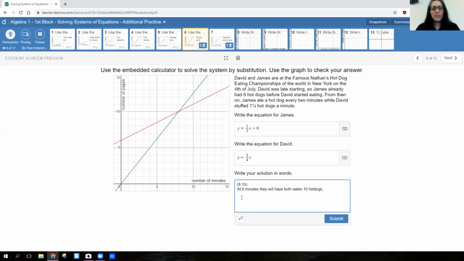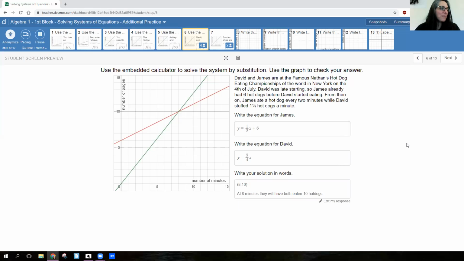That's, whew, I can't even imagine eating 10 hot dogs. I think I'd be a little sick of hot dogs after a while. All right. Okay, cool. Move to slide 7.